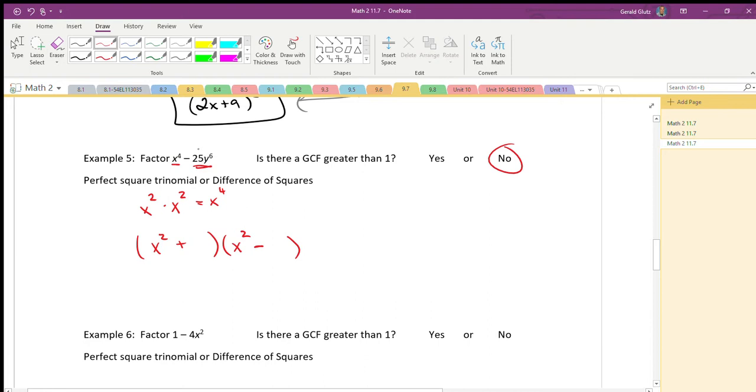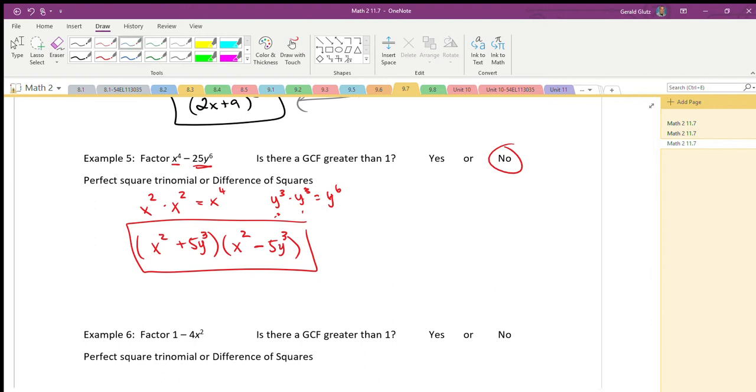And then what two numbers can you multiply to equal 25? Or what number can you multiply by itself to equal 25? That would be 5. We have y to the 6th, so y to the 3rd times y to the 3rd equals y to the 6th. So notice that these two y to the 3rds are the same thing. So if I multiply 5y to the 3rd times 5y to the 3rd, that would equal 25y to the 6th. So that would be our answer.